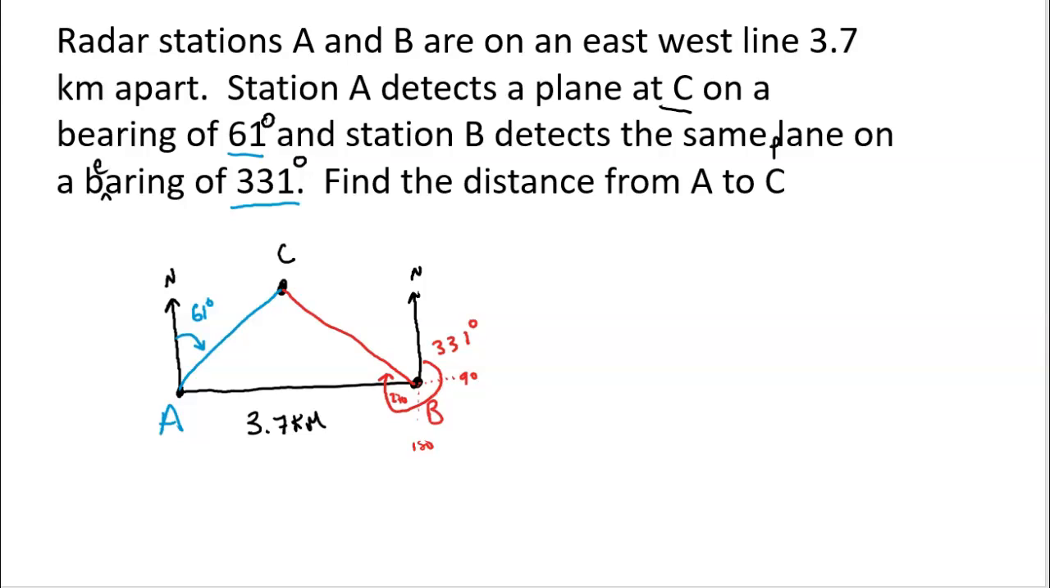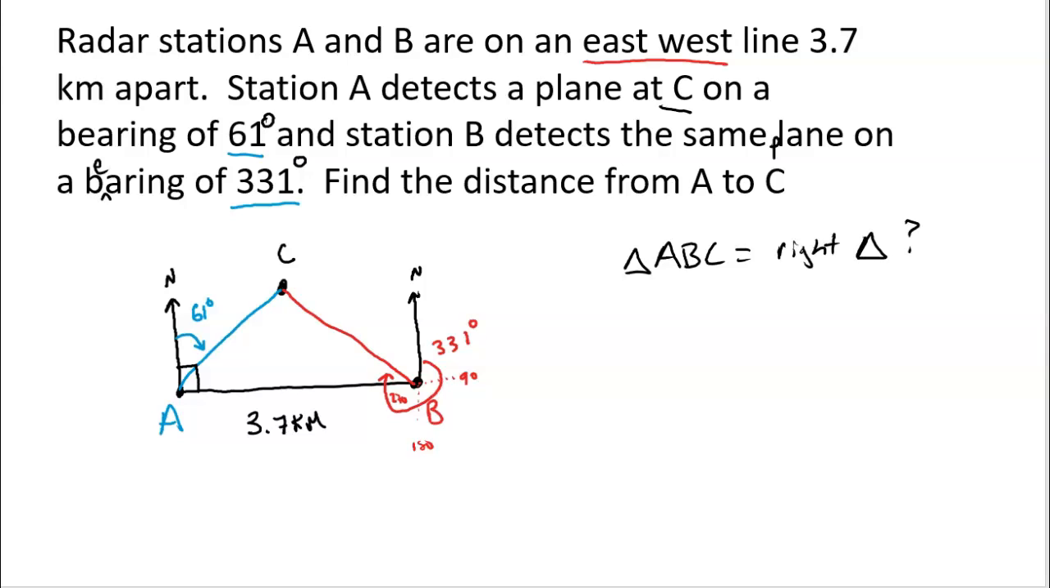I know that A and B are on the same line because they are on an east-west line. An east-west line runs perpendicular to north and south, which means this altogether is a right triangle. So what I basically have to figure out is whether triangle ABC is a right triangle. That's what I'm trying to figure out right now.